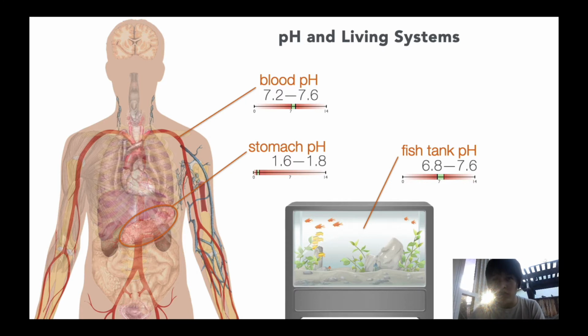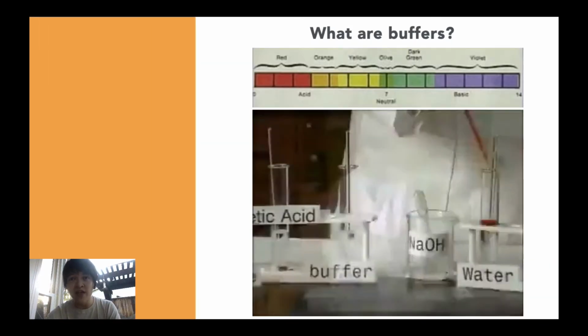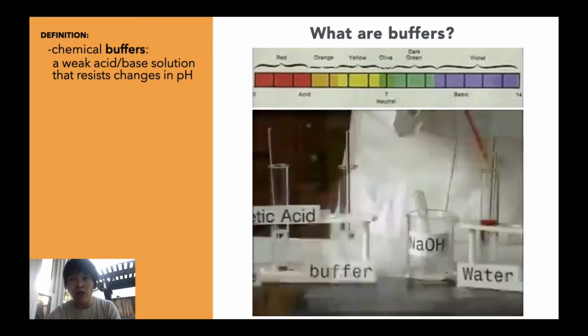There are different types of buffering substances in different parts of the body and also in different places, such as a fish tank or a swimming pool. Formally defined, a buffer is a weak acid or a weak base solution that resists changes in pH. Let's take a look at a buffer in action in this short video below.